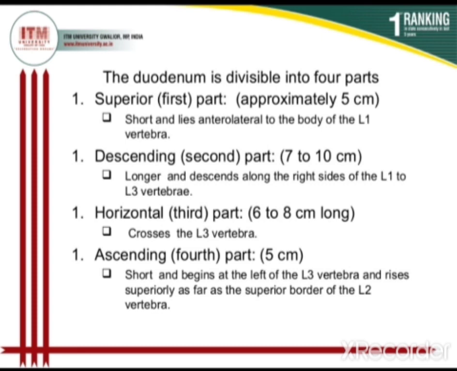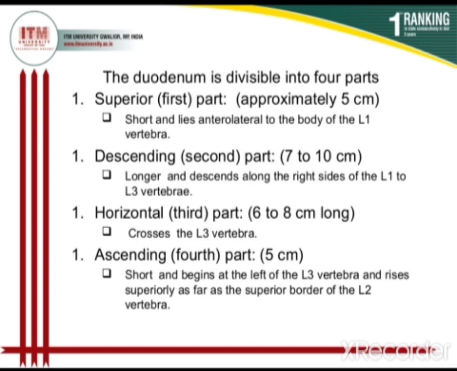Now the second part is the descending part, which is 7 to 10 centimeters long, and it's longer, and descends along the right side of the L1 to L3 vertebrae. Next is the horizontal or third part, that is 6 to 8 centimeters long and crosses the L3 vertebra. This is the level at which this part is present. So these parts are present at these levels.